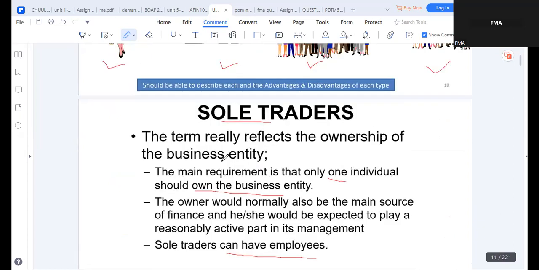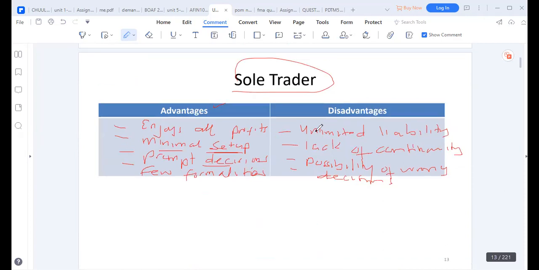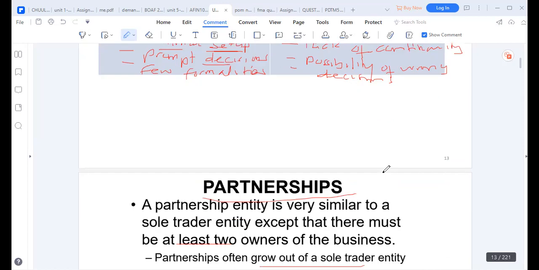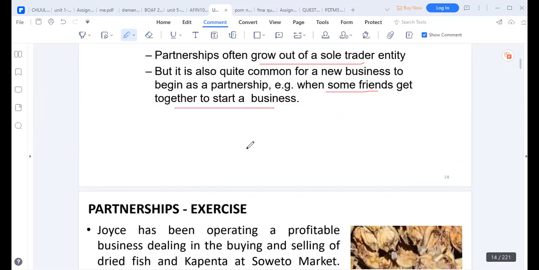So I mentioned the sole trader, only a one-man business. Normally does the running up and down, plays an active role, may have employees. So we talked about the advantages and disadvantages: unlimited liability, lack of continuity, and possibility of wrong decisions because it's one person alone. Partnership, we said, a sole trader may be limited, so two or more may join.